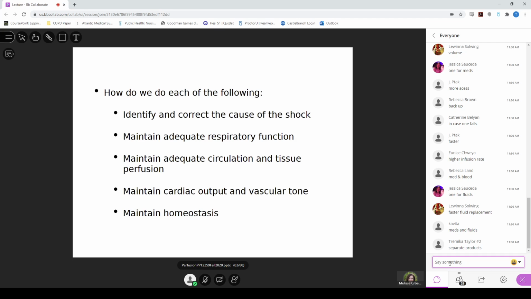And remember, which two types of shock do you really have to watch for overload, because they're not because of a volume loss? Cardiogenic and which else? Yep, neurogenic. That's right. So you got to really monitor them closely for fluid volume overload. Okay, you got to maintain this cardiac output and vascular tone. How are you going to do that? How are you going to monitor blood pressures?